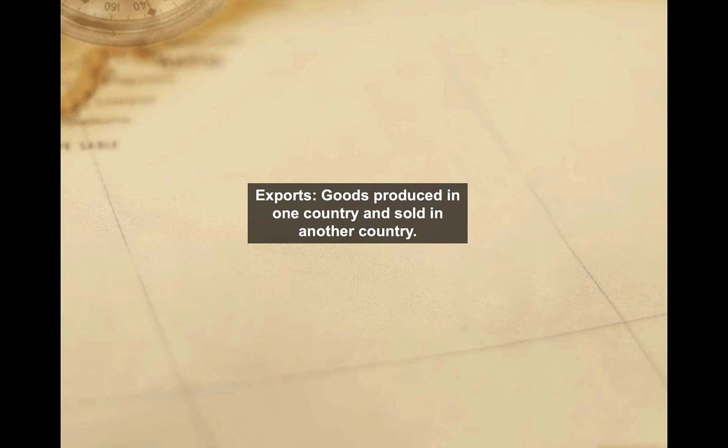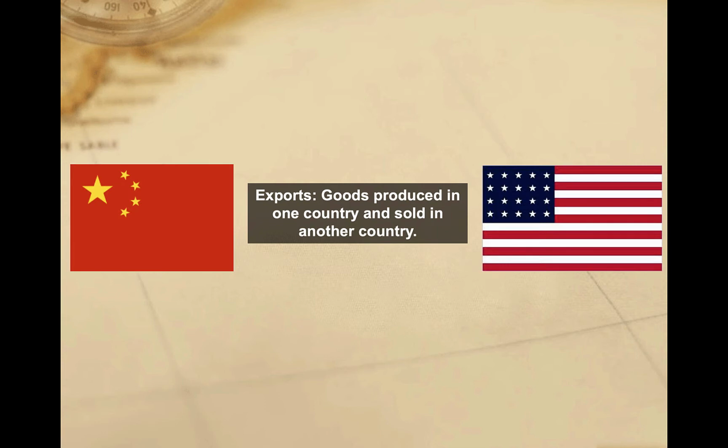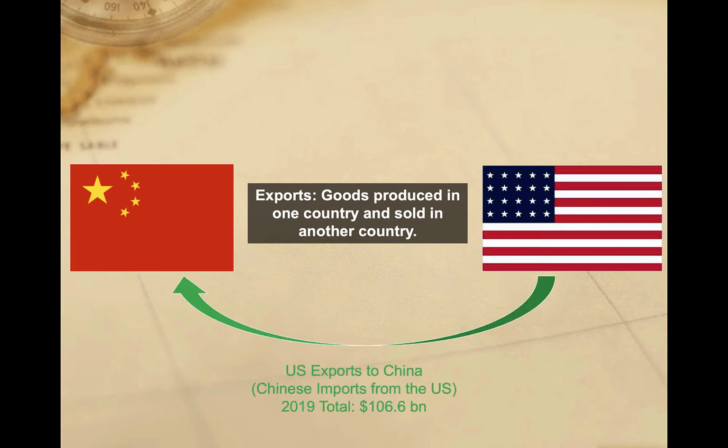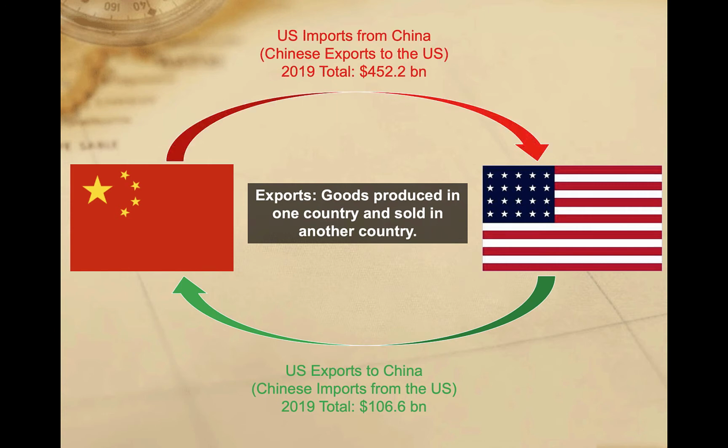We can contextualize this with a specific example. Consider the United States and China. In 2019, the United States exported about $106 billion worth of goods to China. Our major exports included commercial aircraft, agricultural goods, especially soybeans, semiconductors, and automobiles. That same year, the United States imported from China about $452 billion in goods, mostly computers, cell phones, apparel, clothing, footwear, those sorts of things.